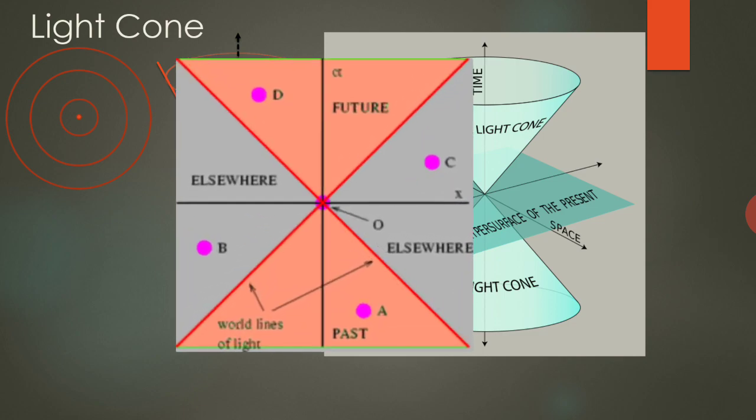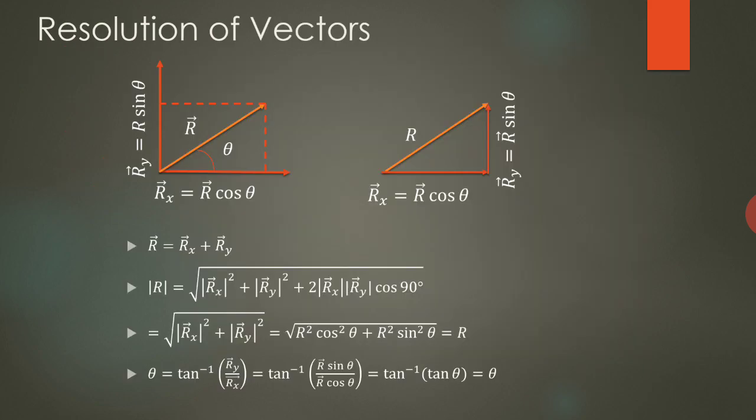This can be well understood only when we define the resolution of vectors. So I'm going to define the resolution of vectors. Here I'm taking a vector r, making an angle theta with the x-axis. The x component is given by rx equals r cosine theta, and the y component is given by ry equals r sin theta. These are obtained by calculating sin theta and cosine theta from this triangle.